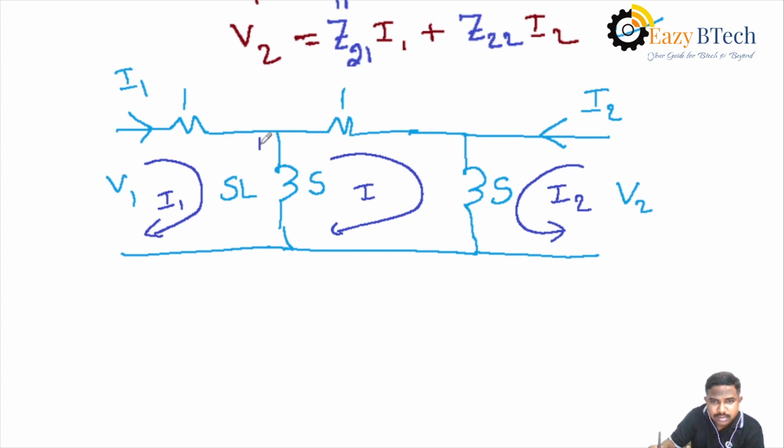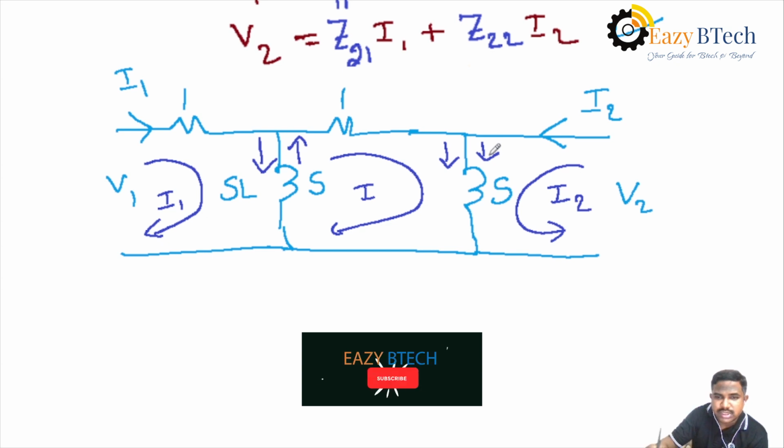Why? Because I1 and I are flowing in reverse directions through S. I1 is in this direction and I is in this direction, passing through element S. Both have reverse directions, and for the second element, I is passing downwards and I2 is also passing downwards. In the first case, I1 and I are both passing in reverse direction.